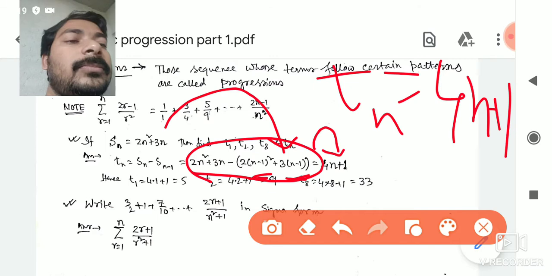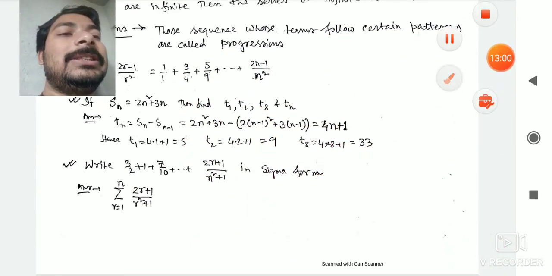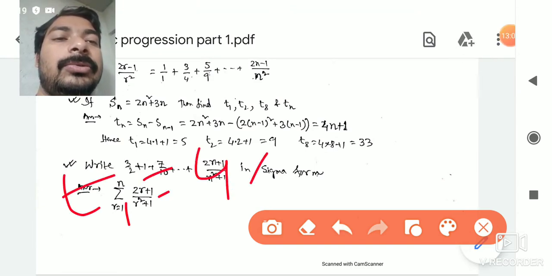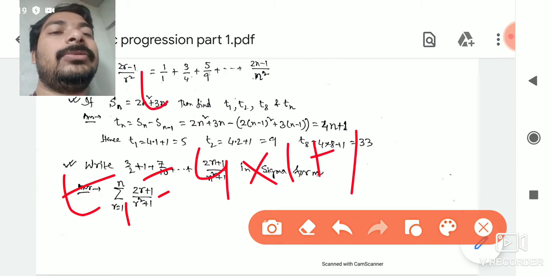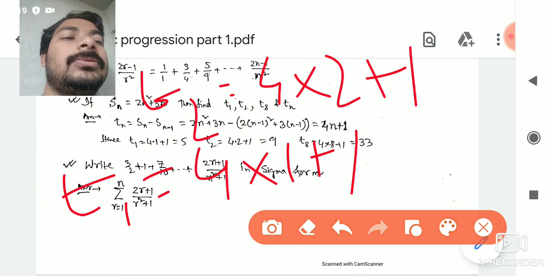Now once you get tn, then you can calculate any term easily. So t1 will be 4 into 1 plus 1, t2 will be 4 into 2 plus 1, and so on.